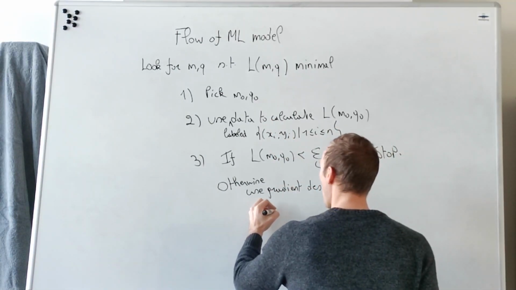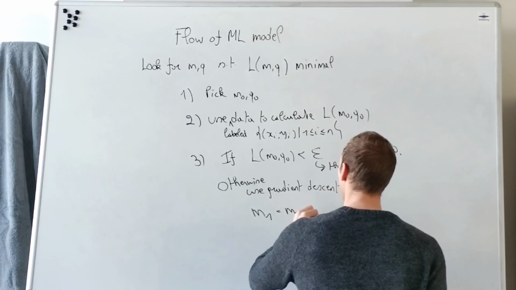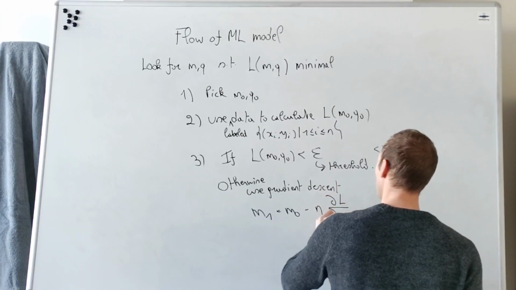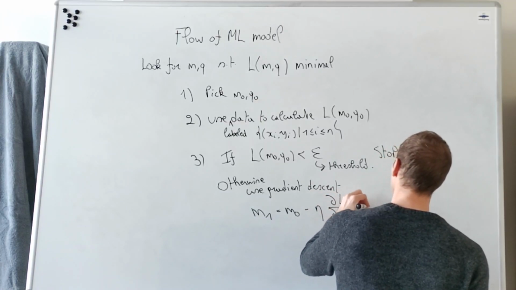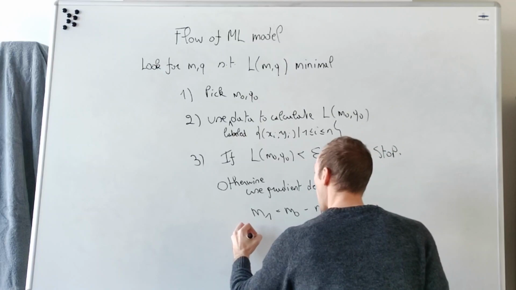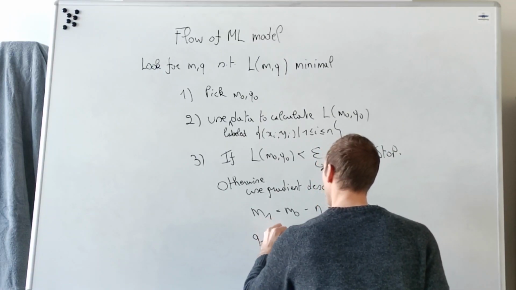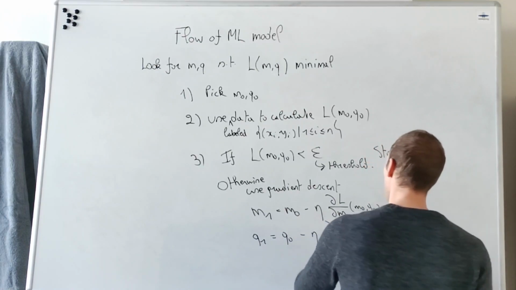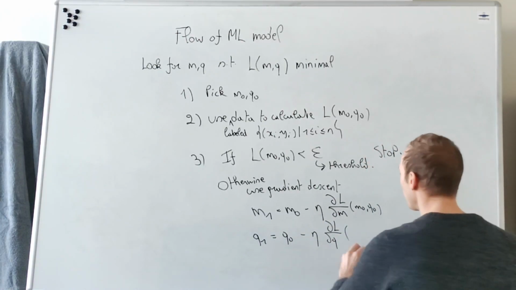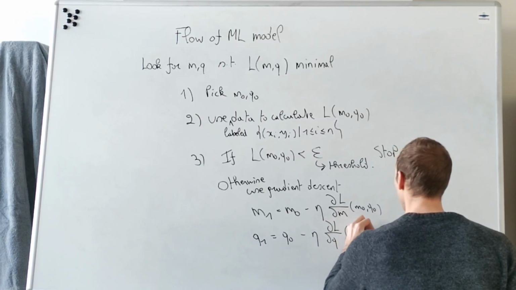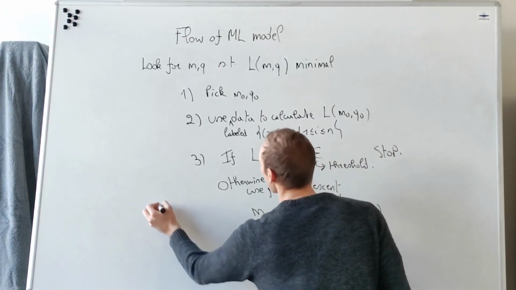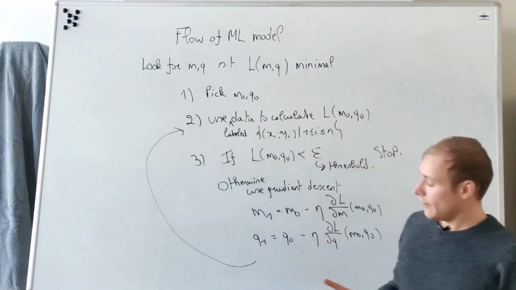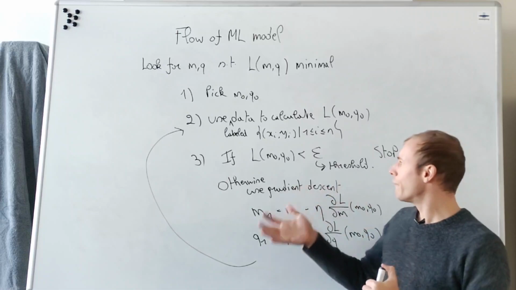to calculate new values for our m and our q. So we're going to do m1 is just m0 minus this learning parameter times the partial derivative with regards to m evaluated in m0, q0. And q1 is q0 minus the same learning parameter times the partial derivative, this time with regards to q in m0 and q0. And then we're going to go back to step 2. So we're going to feed in data. Often we want to use different data.